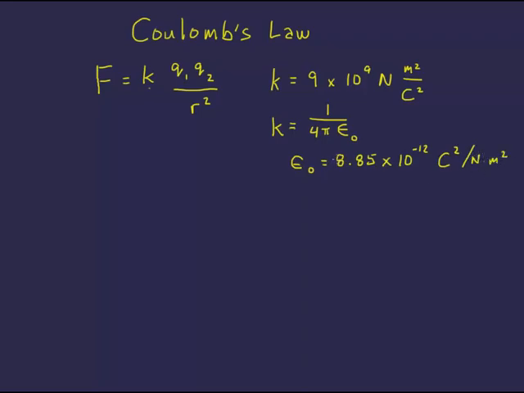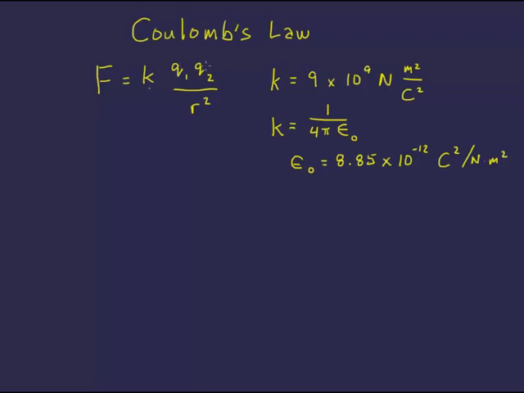Now, you can see why, if you actually take 1 over 4 pi times this number, you will get the number up here, 9 times 10 to the 9. Most of the time, we're going to just use this. It's a lot more convenient. But this number, epsilon naught, will come up again when we study capacitors later on. And it's actually the fundamental electrical constant. So occasionally, you will see the formula written with this in place of K out here. And don't panic. That's just another way of writing K, though not as common.